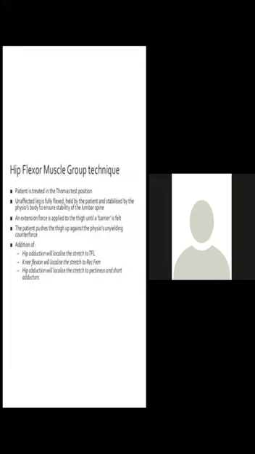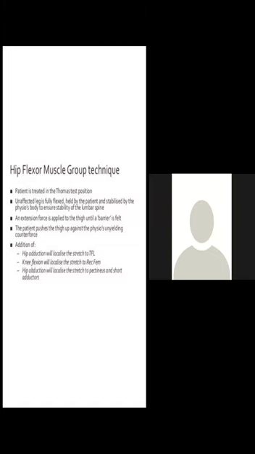So the same thing is given here. The patient is treated in the Thomas test position. The unaffected leg is fully flexed, first point. It is held by the patient and stabilized by the therapist's body. That is how you handle the unaffected leg. And now an extension force is applied to the thigh until a barrier is felt.